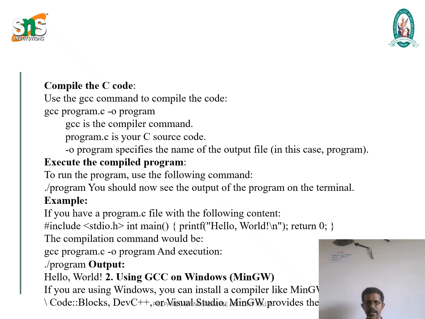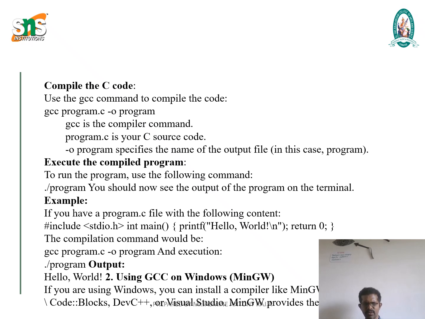What is meant by a compiled program? After checking the errors, the system says that you are ready to bring the output of the program. For that, we need to run the program, and we use the following command: ./program. You should now see the output of the program on the terminal. By giving this command, we can see the output of a program.